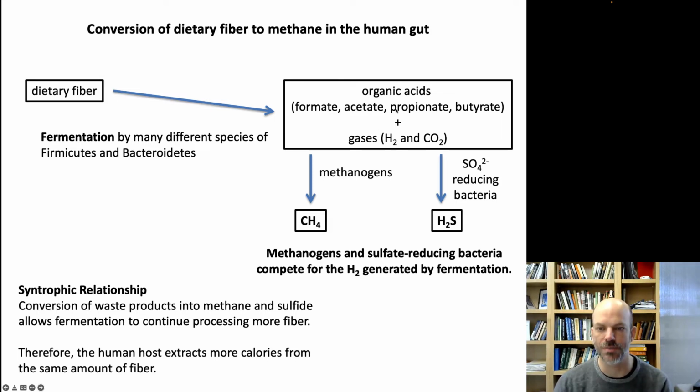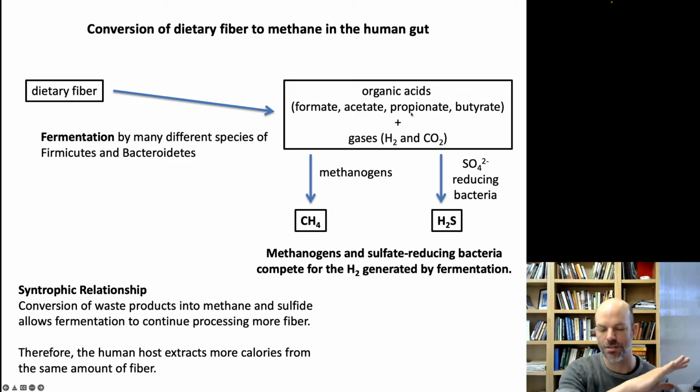And the definition of syntrophy is a relationship where the consumption of one species' waste products is beneficial and makes the overall process happen faster and more efficiently. So this is an example of that because when the methanogens or the sulfate-reducing bacteria consume the hydrogen, that's a waste product from fermentation. So if that waste product is consumed, that makes the fermentation reaction more thermodynamically favorable, right?